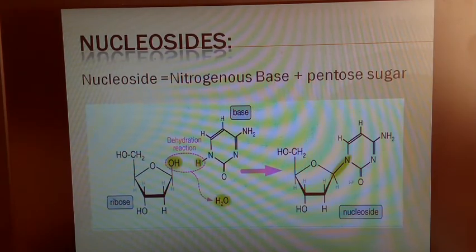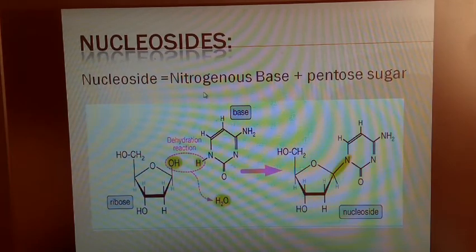The bond which has been formed between the nitrogen of a base and a carbon of a sugar, that bond is called an N-glycosidic bond. Remember, it is very, very important.